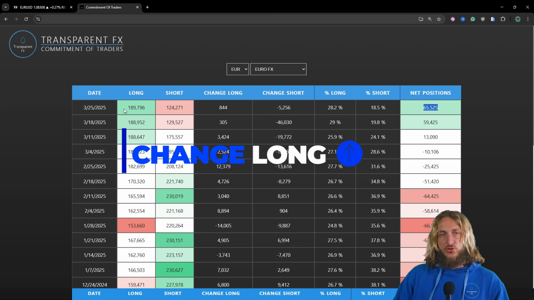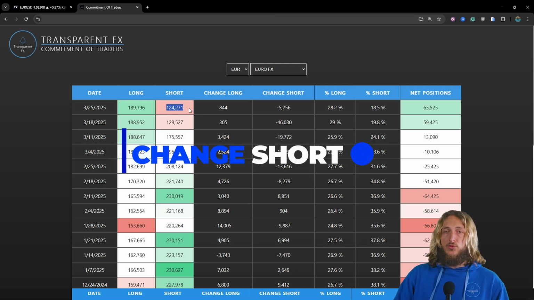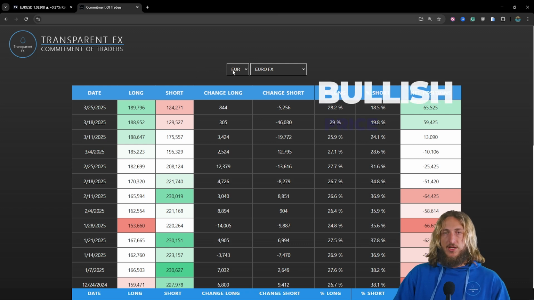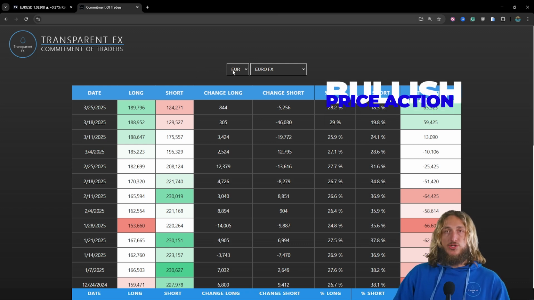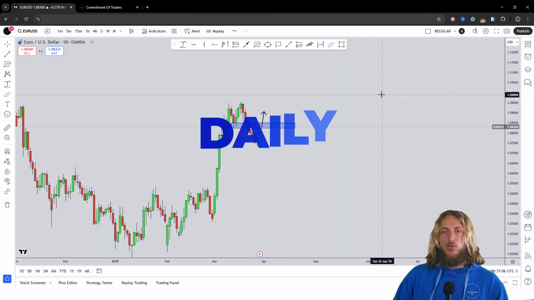So more longs than shorts with 189.7k longs compared to only 124.2k shorts. So clearly the inversion of trend has been clear with the institutions moving more back to the bullish side for the euro, therefore to the bullish side for euro USD. So let's keep all of this in mind and move back to the chart.